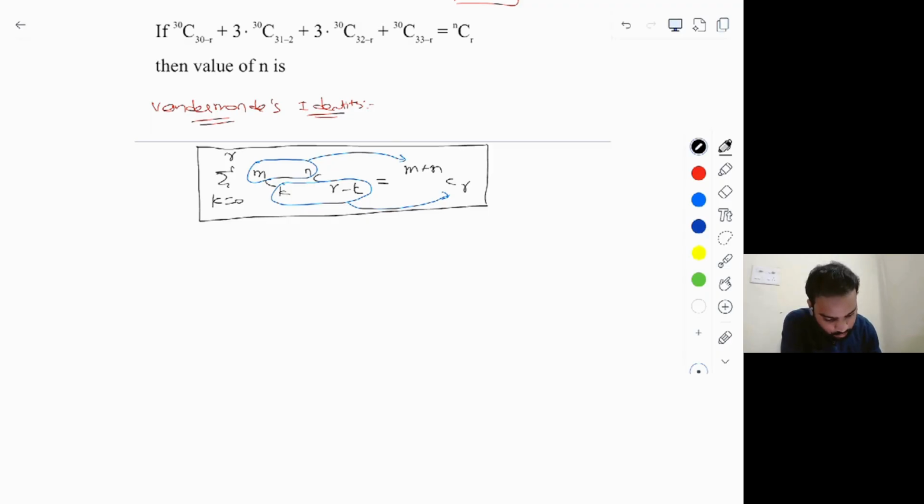C(30, 30 minus r), right? So I'm going to write it as 3C3 multiplied by 30C(30 minus r), plus the second one is 3C2 multiplied by 30C(31 minus r), plus the next term is 3C1 multiplied by 30C(32 minus r), plus again the last term, which is 1. 1 is nothing but 3C0. 3C0 multiplied by 30C(33 minus r).